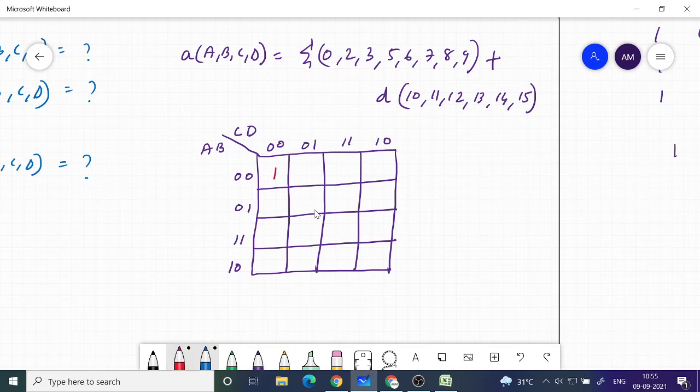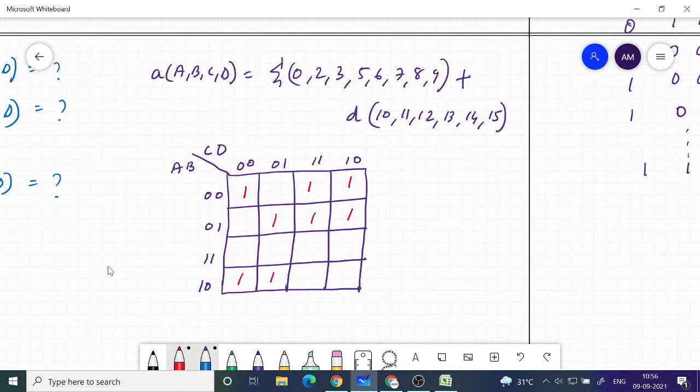So 0 is there, 2 is there, 3 is there, 5 is there, 6 is there, 7 is there, 8 is there, 9 is there. So this many ones are there, sigma. These are the minterms. Now then we have don't care terms. So minterms and don't care terms. So minterms are those ones, right? So let me just denote, this is minterms, and these are don't care.